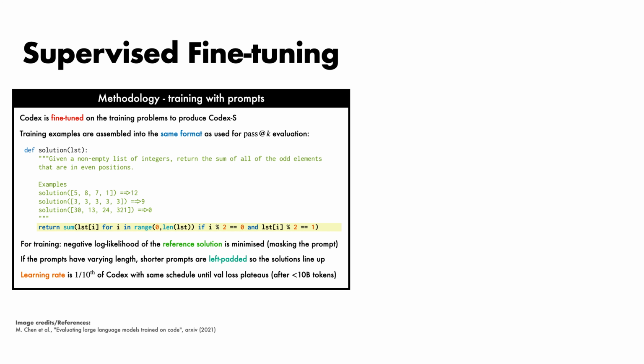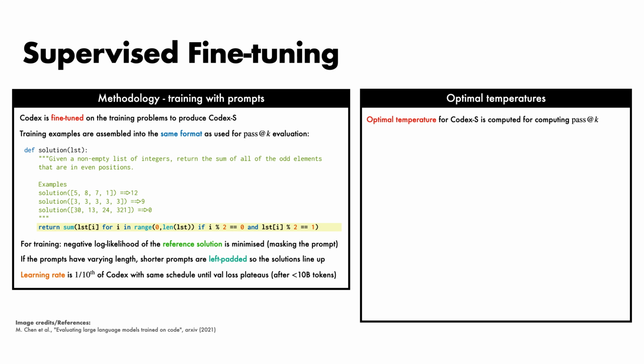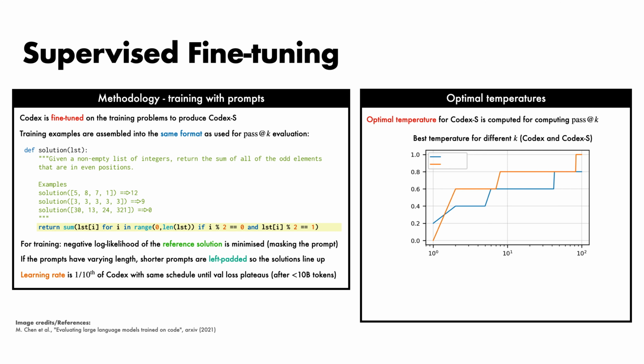The learning rate used for this supervised fine-tuning phase is 1/10 of that was used for Codex, with the same overall schedule adopted until validation loss plateaus, which occurs after fewer than 10 billion tokens. Once the model has been trained, as with Codex, the optimal temperature for Codex-S is computed for evaluating the model under the pass@k metric for values of k between 1 and 100. Here are the results, with the number of samples k shown on the x-axis and the best temperature for the given value of k on the y-axis.